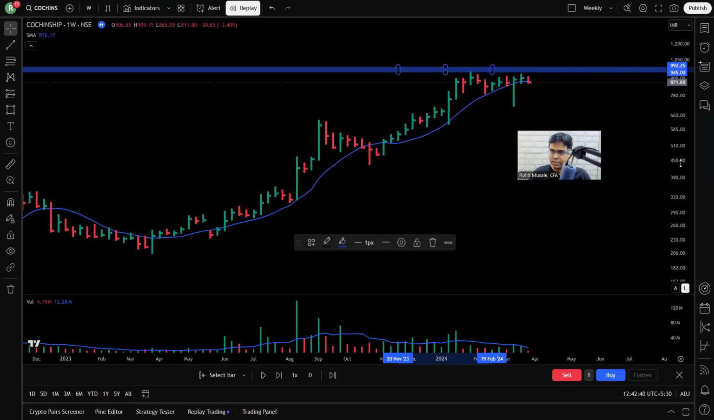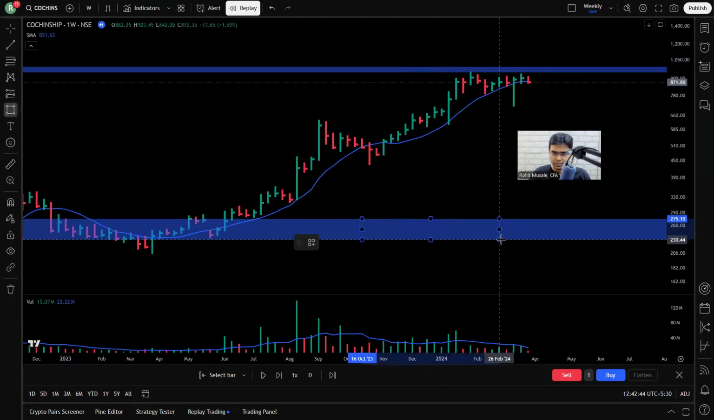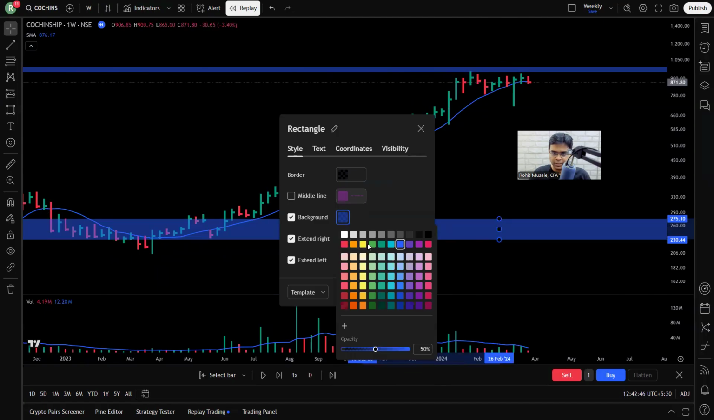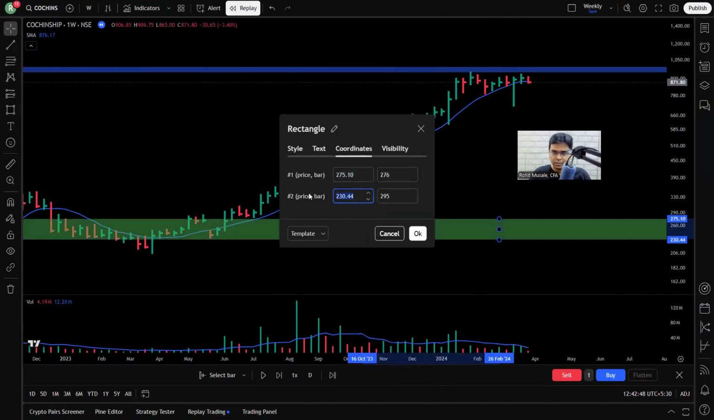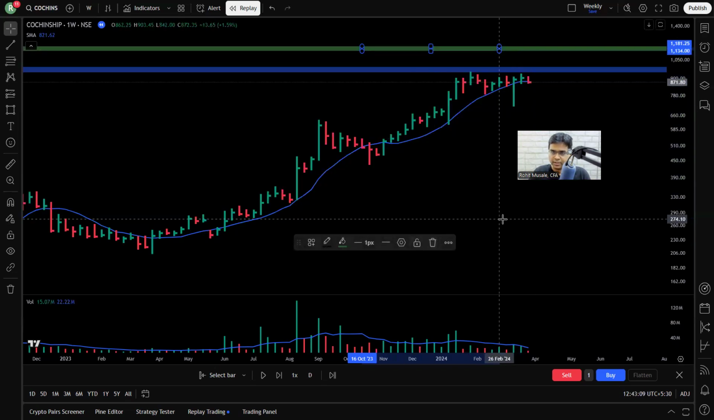Now we'll draw the selling range. Look at the tight price action here. It's a fantastic base. Now let's do the selling range. Green color. This will be 945 multiplied by 1.20. That's 1134. And this will be 25% above the pivot. 945 multiplied by 1.25. That's 1181.25. So that's the selling range.